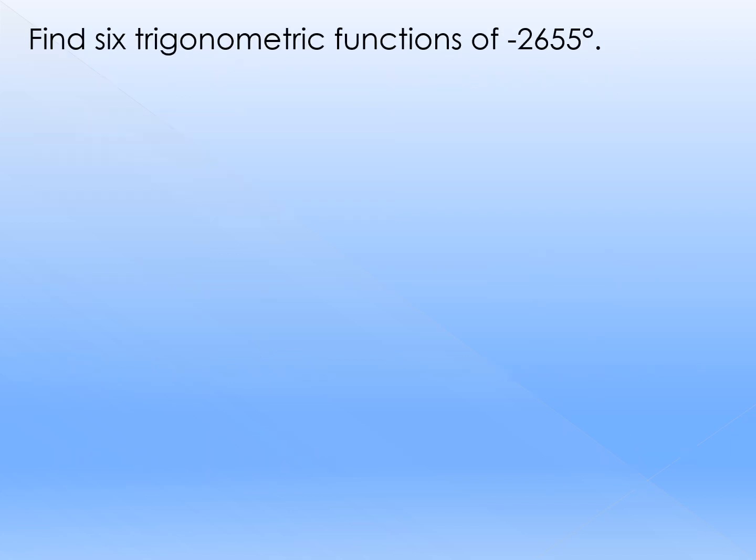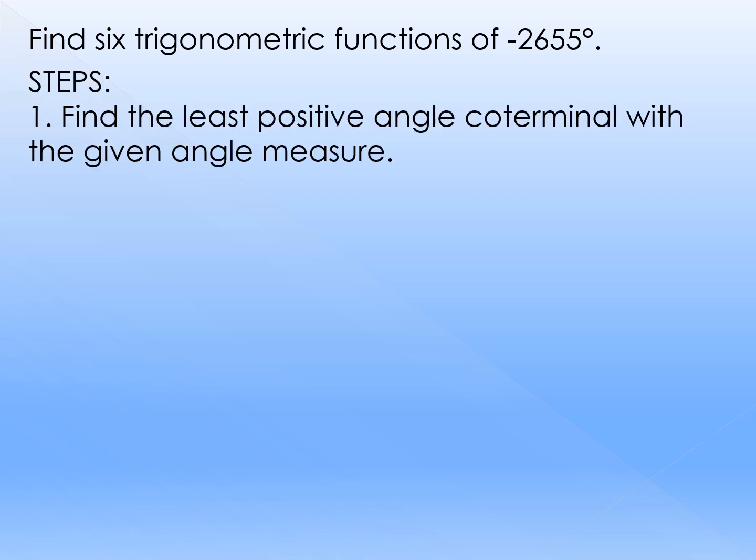Find the 6 trigonometric functions of negative 2655. The first step is to find the least positive angle coterminal with a given angle measure. Since this is negative, we're going to apply 360 times k plus 1 minus theta. In order for us to find k, we're going to divide 2655 by 360. 2655 divided by 360 is equal to 7.375. Therefore, k is equal to 7.